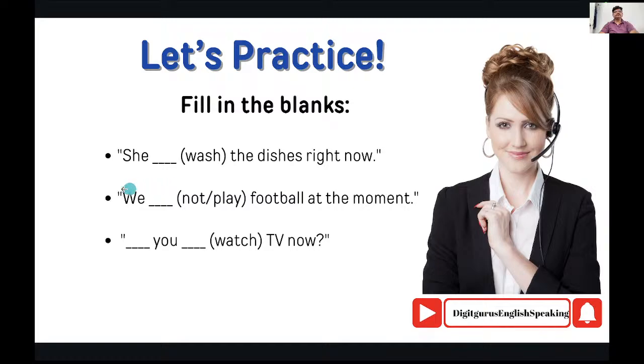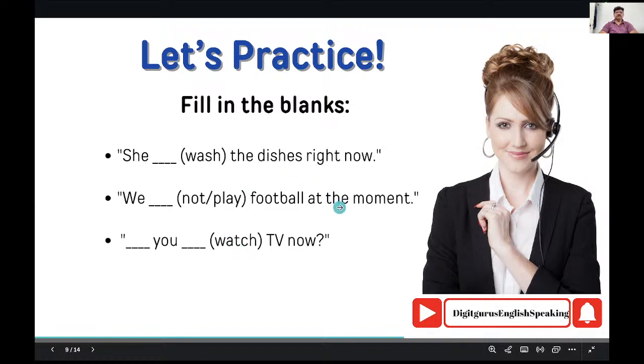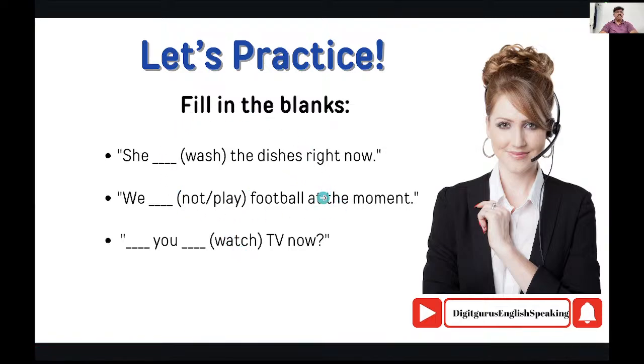Now, let us practice filling the blank. We have learned about it. Now let me check out if you have learned or not. So, she dash wash the dishes right now. Now read this one and type in the chat box the right answer of this sentence. Take time.